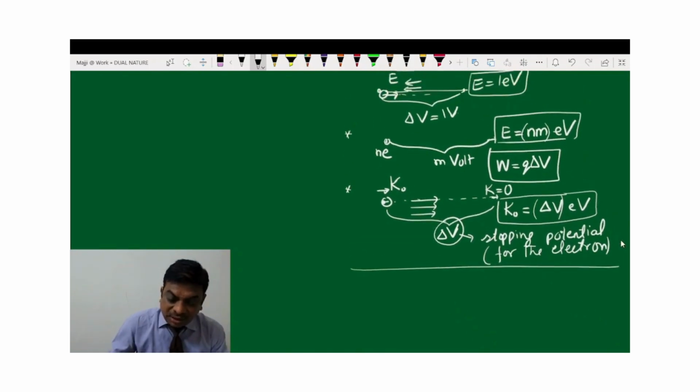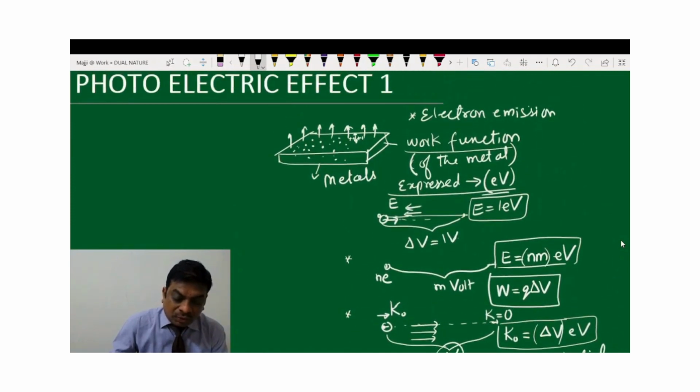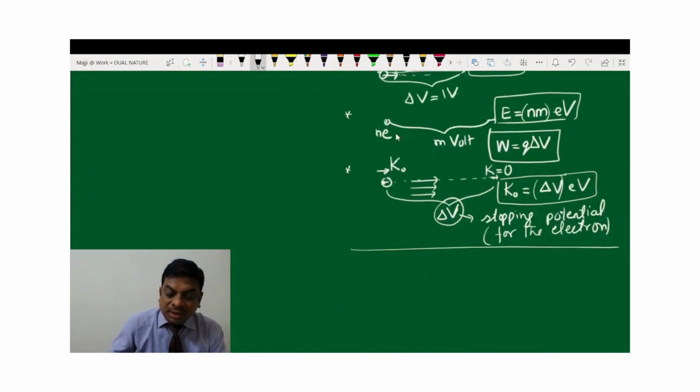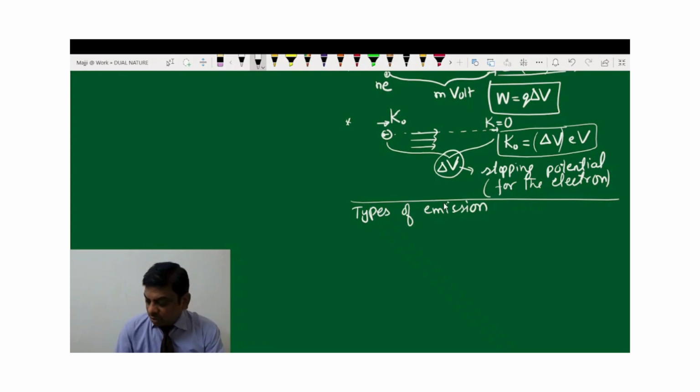Now we are discussing electron emission. For an electron to come out of a metal, it will require a certain energy equal to the work function. So we have to supply that work function. On that basis, we can divide all the types of emission into three categories. Okay, students, so three types of electron emission are possible.